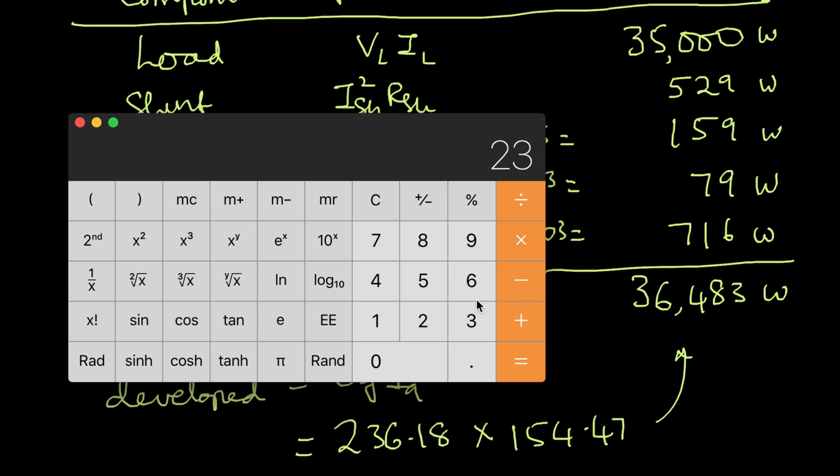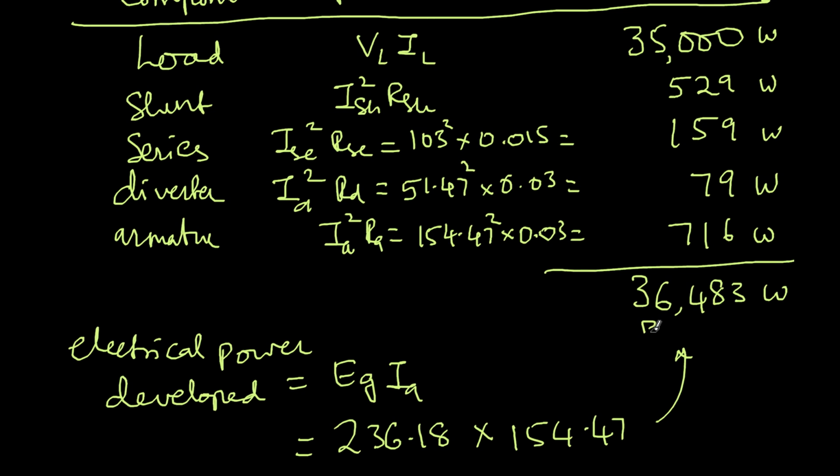So 236.18 multiplied by 154.47. So I'm getting 36,482.72. So this is almost equal to this. So we are getting validation.